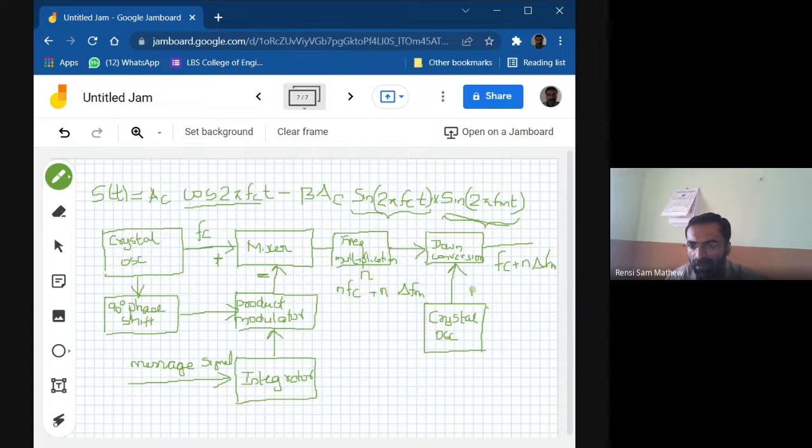Here we need n minus 1 times fc, n minus 1 times fc. Here we have plus, here it became minus, because n minus 1 times fc is subtracted from n fc. Or if it is already down conversion, there is no need to put this in down.